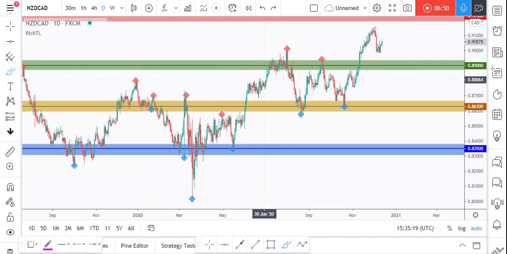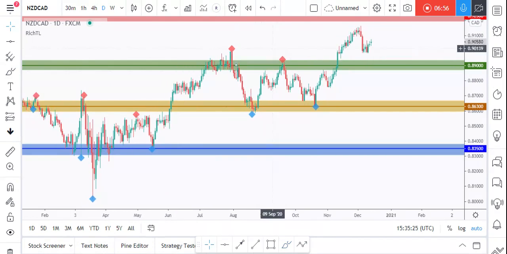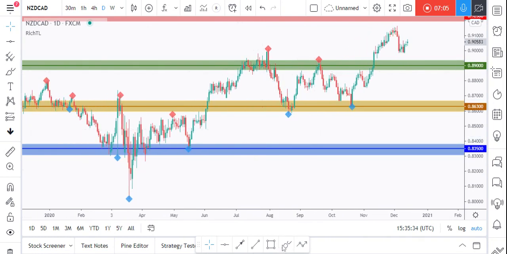So when a resistance is broken upward with one candle, as you see here, if we zoom in a little bit, we can see that only this bullish candle closes above this resistance area, which is not enough to consider that this resistance is broken.